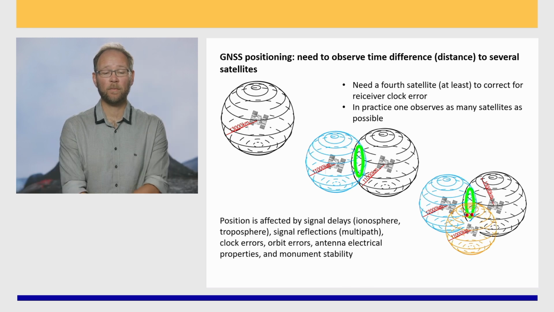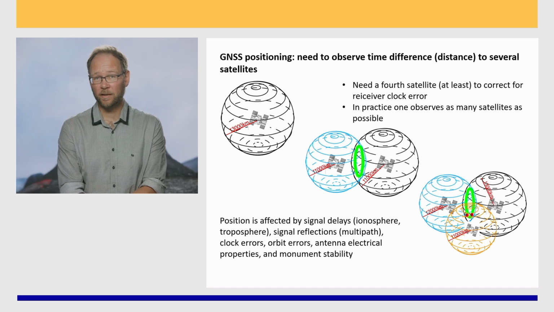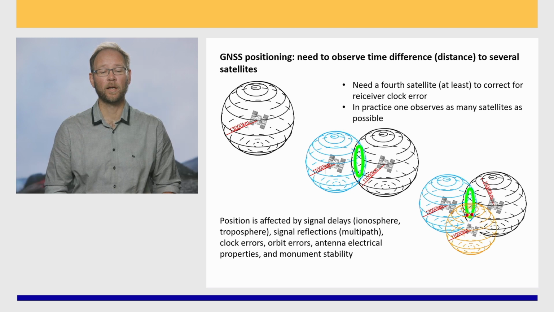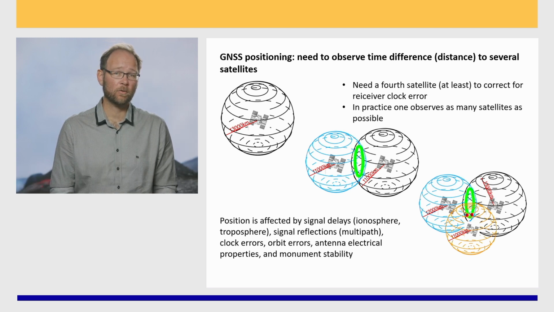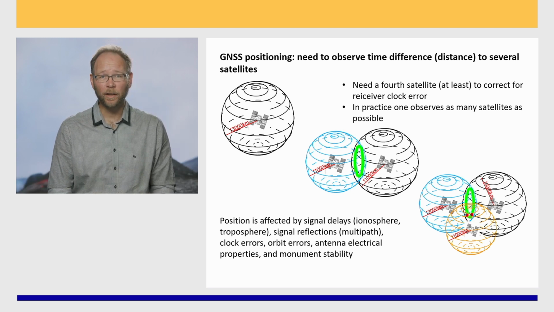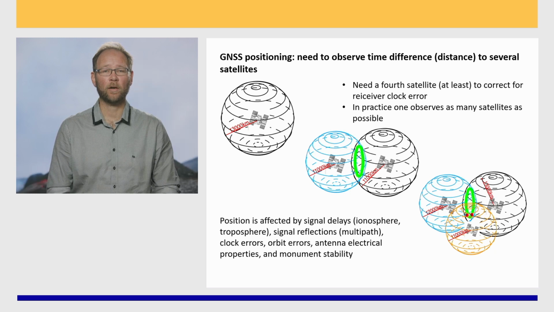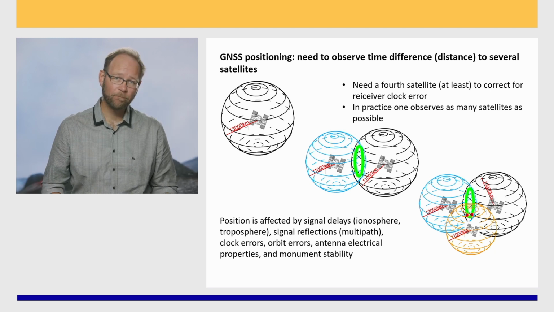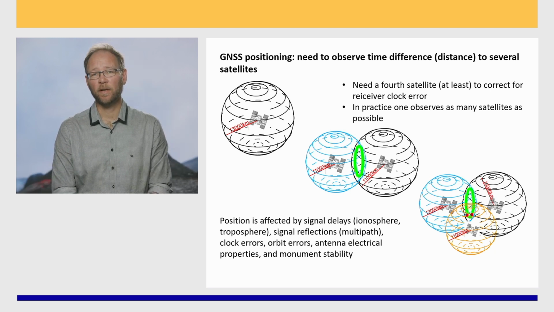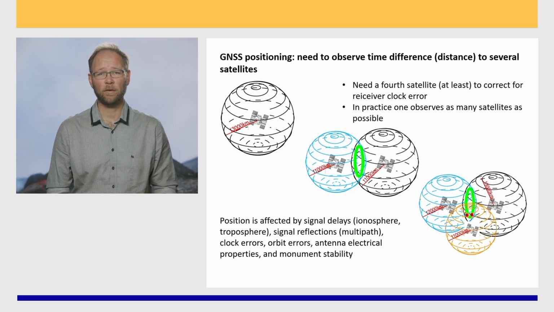In general, the position is affected by some signal delays. It's a timing system, and the ionosphere and troposphere affect this. There are also some signal reflections, or multipath, that need to be taken into consideration. And then we can have clock errors, orbit errors, and some different characteristics of the antennas. And then it's also important that wherever we set up our GNSS antennas, we have good stability of the monuments.